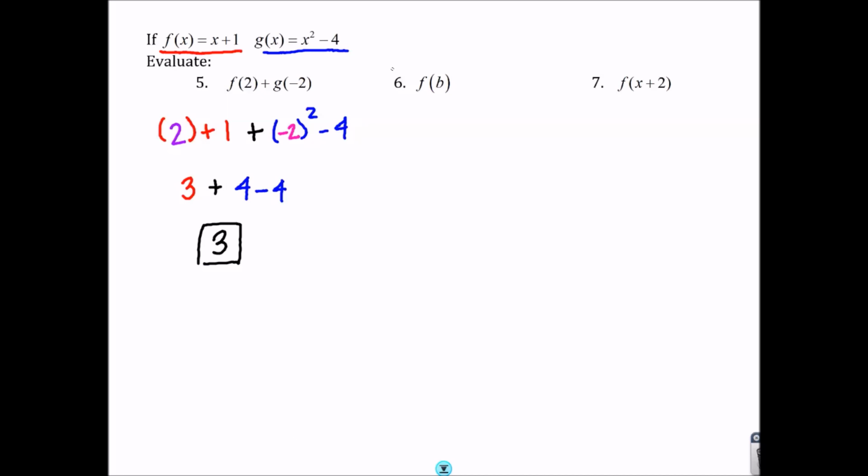The next problem has us find f of b. So we're going to do the same thing. We're going to plug b in for x. So instead of writing x, we're going to write b. We can't combine these terms, so all we can do for our final answer is write b plus 1. Now let's try one that's a little bit trickier. We're going to find f of x plus 2. So we're going to plug x plus 2 in for x.